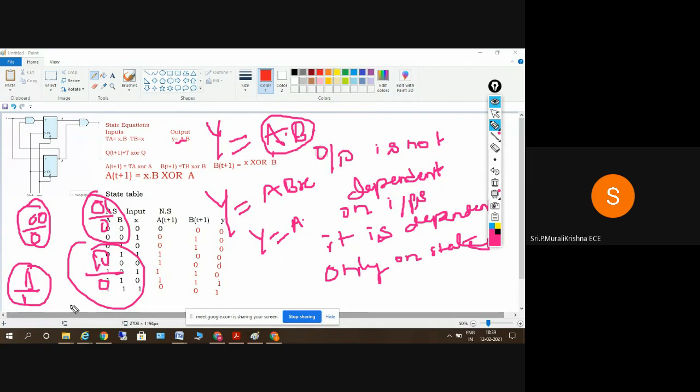Yes or no? Yes, sir. So here the output is related to the states. Output is not related to the inputs. Okay, output is not related to the inputs. Clear? Yes, sir. So that is the case in this example.